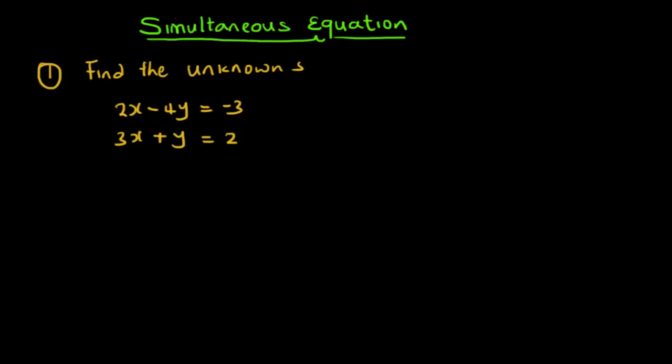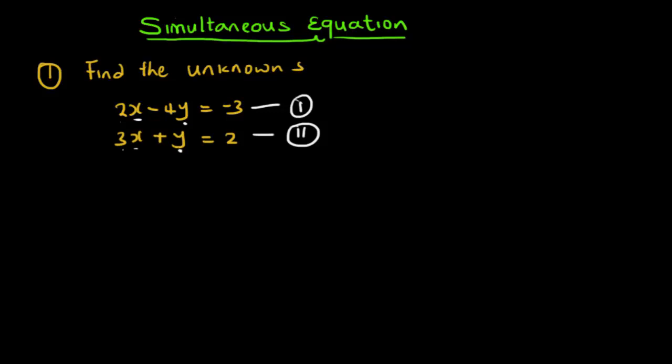Now the first thing you want to do is to name the equations. So we have equation 1 and we have equation 2. If you look at this question, it's a bit different from what we treated in the last video. For example, in equation 1, the coefficient of x is greater than 1. The coefficient of y is minus 4, which is definitely not 1 or minus 1. Now the coefficient of x here is 3. The coefficient of y here is 1.